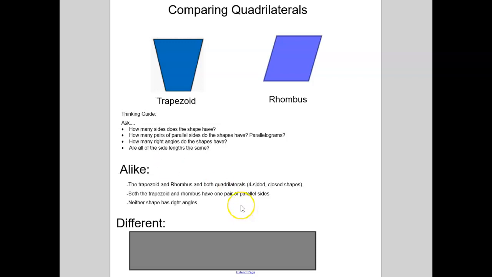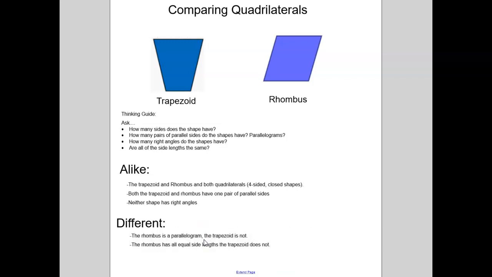Let's think of some ways they're different. What's one way a trapezoid and a rhombus are different? Write it down, please. You're right. A trapezoid and a rhombus are different because a rhombus is a parallelogram. It has two pairs of parallel sides. But a trapezoid is not a parallelogram. It only has one pair of parallel sides. The rhombus and the trapezoid are also different because you'll notice the rhombus has all equal side lengths. The trapezoid does not. Only two of its side lengths are equal.